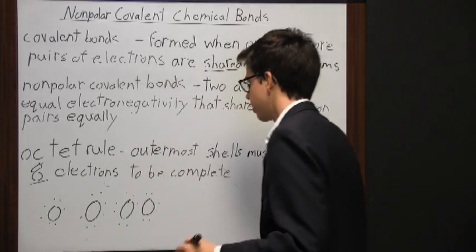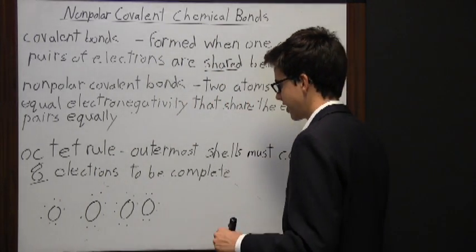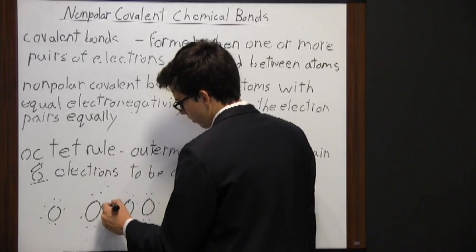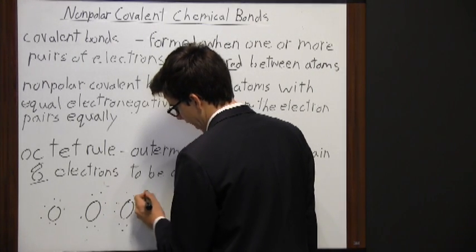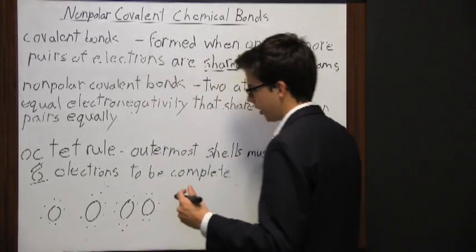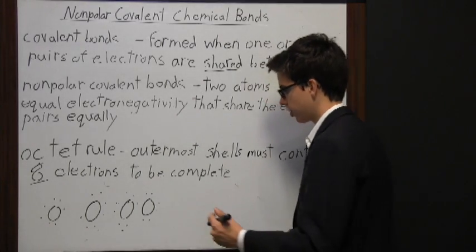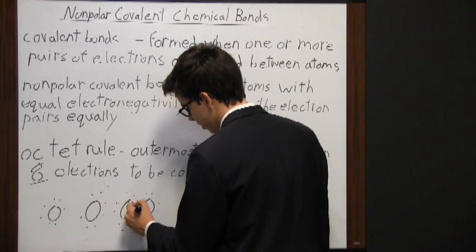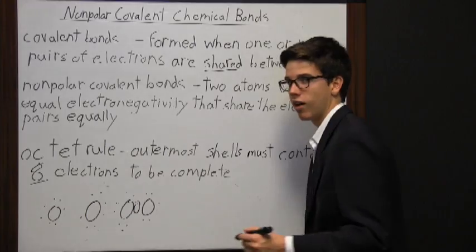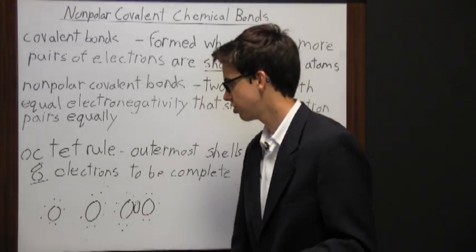Meaning that they're sharing electron pairs equally. So all these electrons around the outside are their own electrons, but this electron pair right here in the middle is being shared equally between the 2 oxygens to become diatomic oxygen.